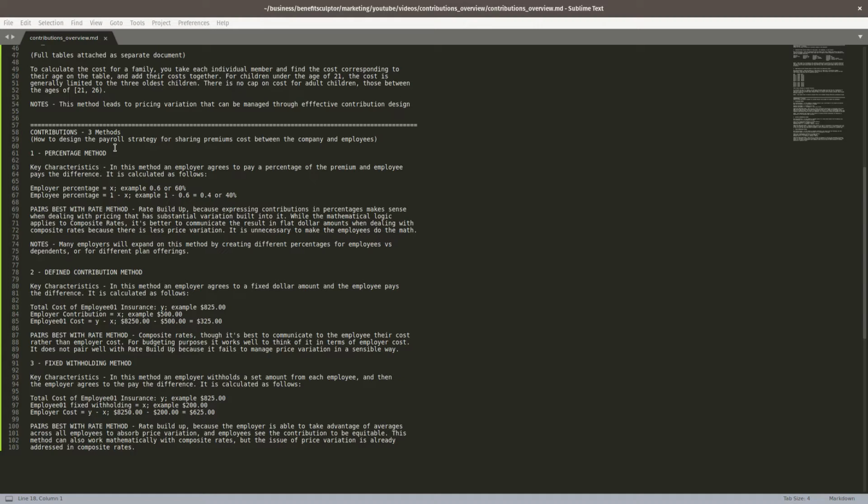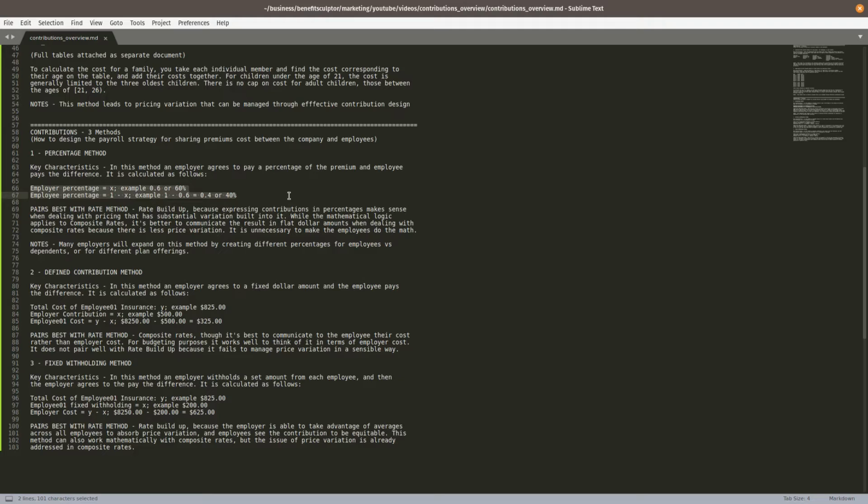The first method is the most common and easiest to understand. It's percentage method. That's where the employer pays a percentage. So using this example right here, we might say that the employer agrees to pay 60%, and the employee would pay the difference. And so a math formula for that would be 1 minus the employer percent. So in this case, if an employer is paying 60%, the employee would pay 40%.